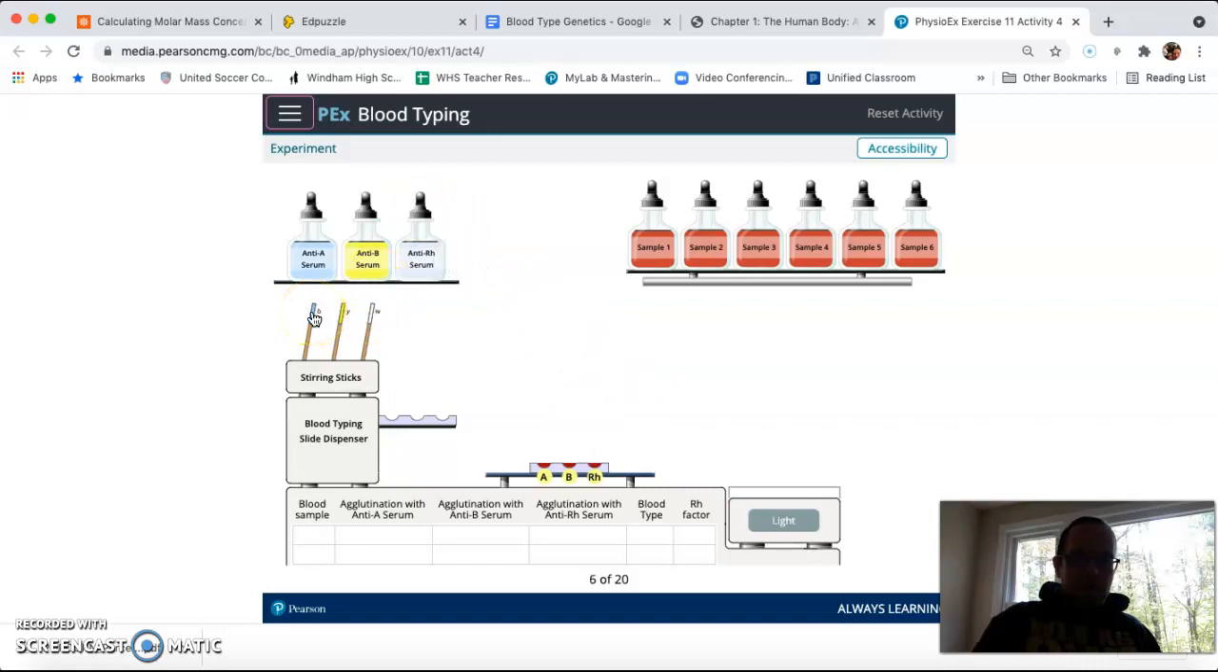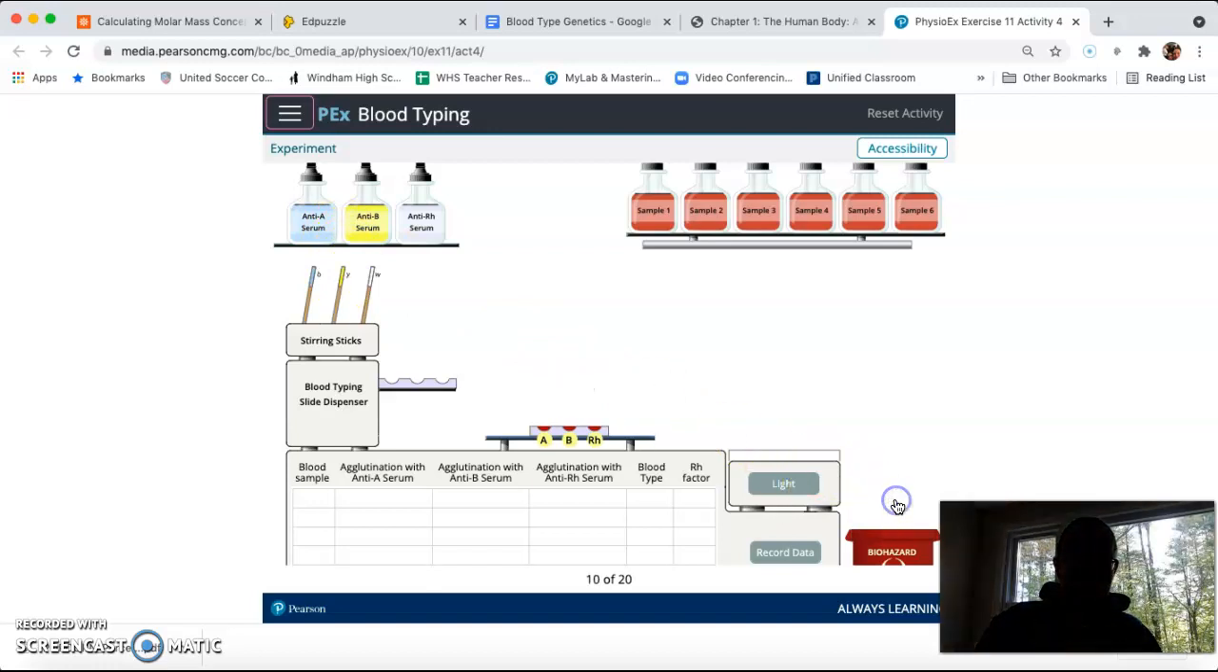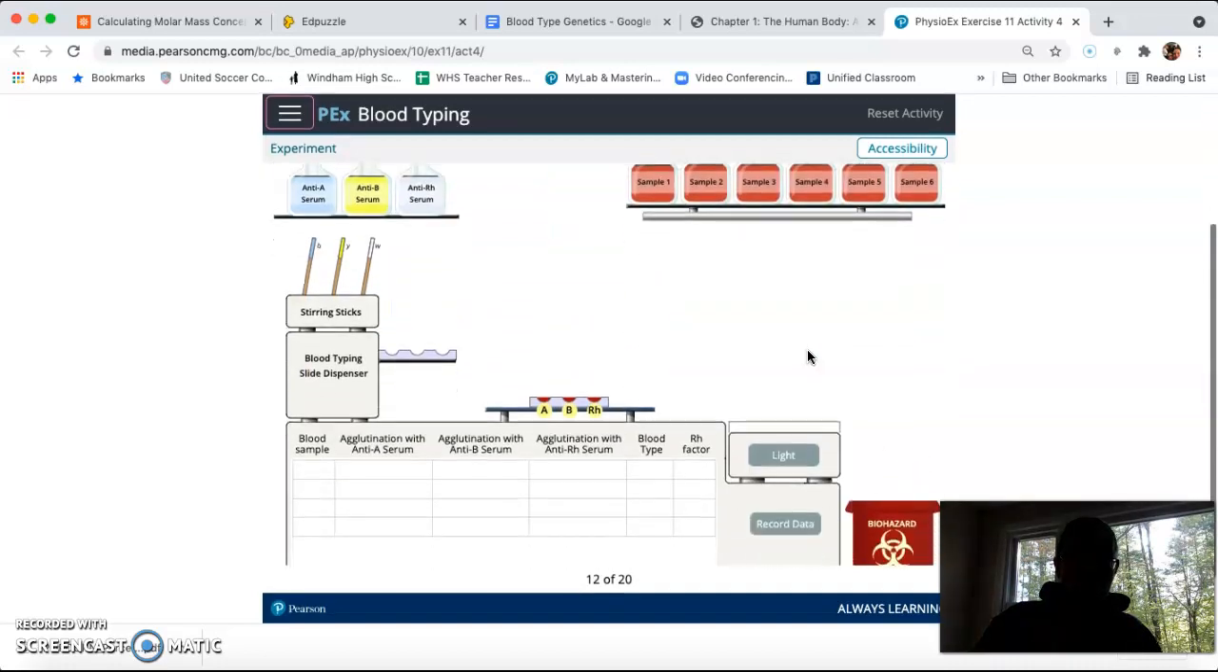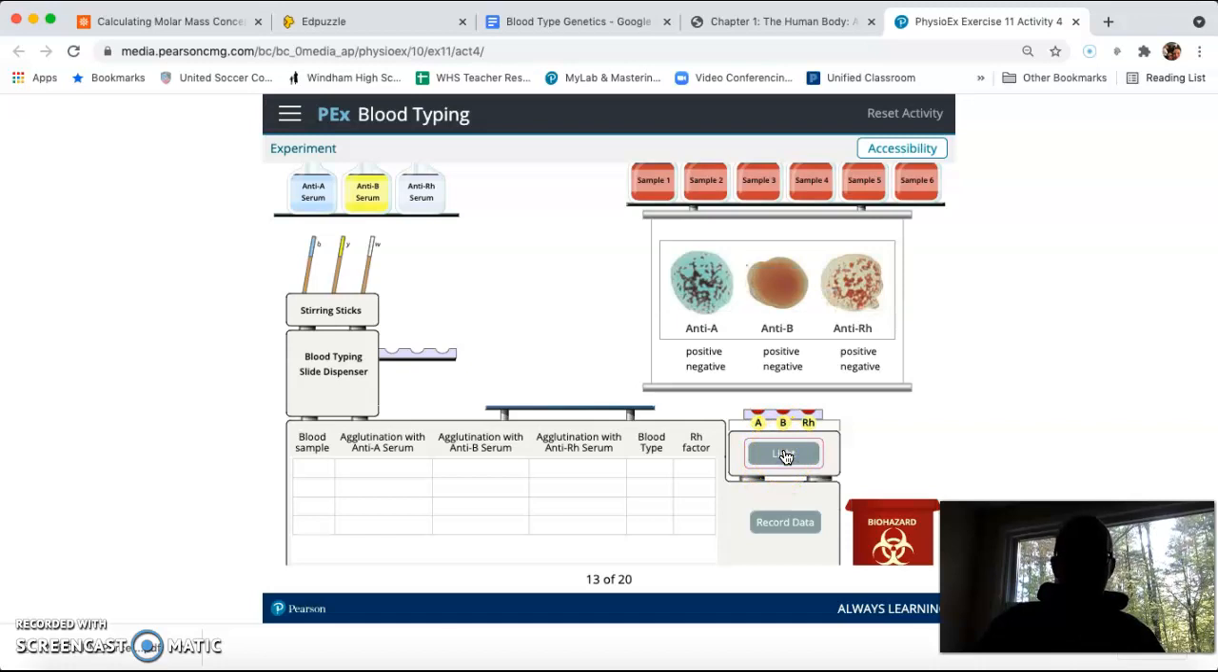So now we've got our antibodies dropped in, and we want to mix them up. We want to make sure we mix them together so we get a good reaction. And we're going to mix them with separate stirring sticks here. In the lab, we use toothpicks typically. And we're going to dispose of all of them in the biohazard when we're done, because this is live blood that we're working with. So once we do that, now we are going to drag this slide over to this light. Typically in the lab, I would have you put this on a white sheet of paper so you'd be able to see it easily. And then we're going to see what the reaction is.